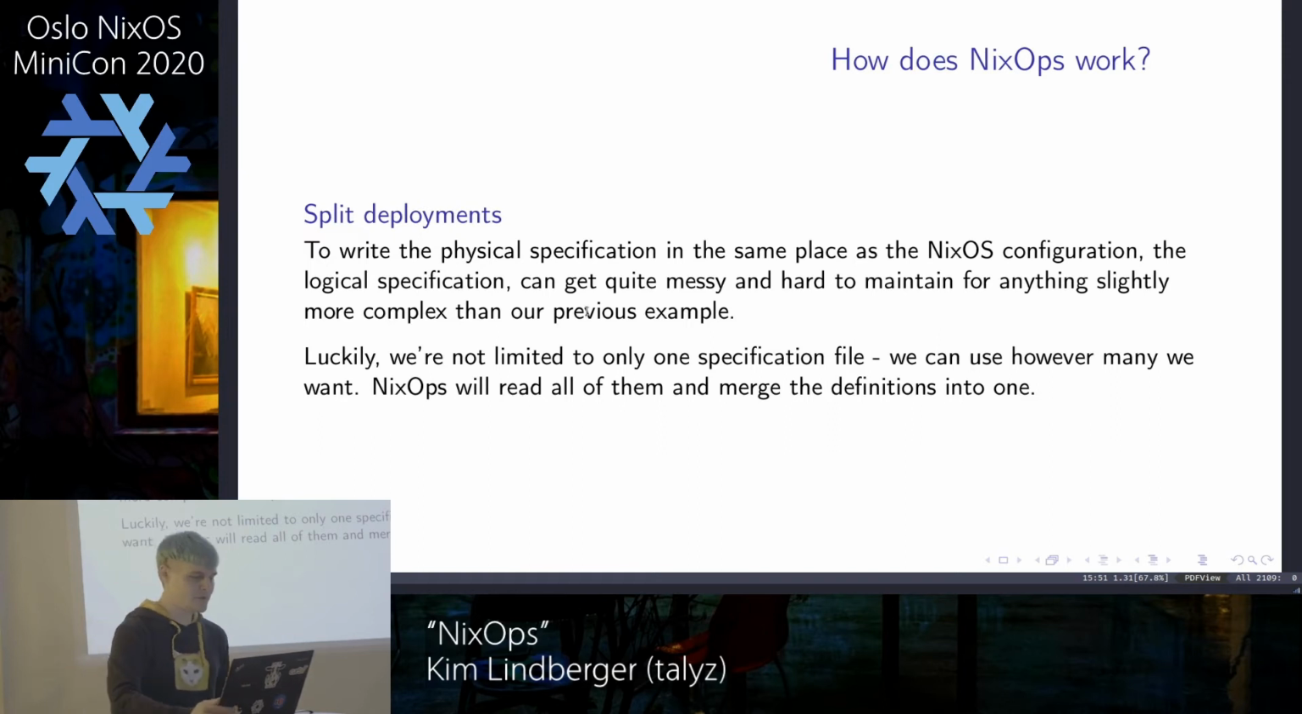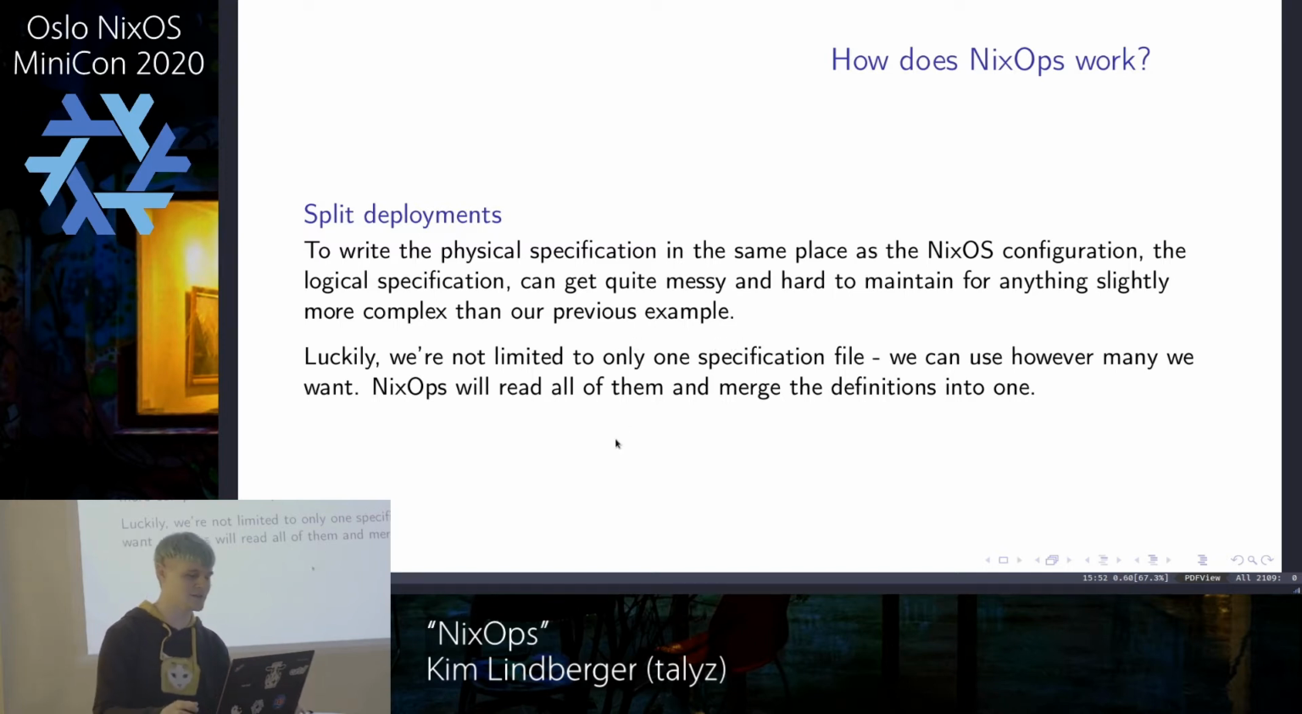But we can also do split deployments. So in the previous one, we had everything specified in one place. But actually writing everything in the same place as the NixOS configuration, the physical specification, it can get pretty messy and hard to maintain for anything slightly more complex than the previous toy example.